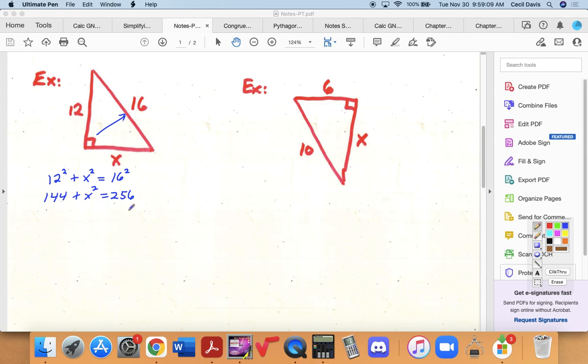So now we'll subtract the 144 from both sides. We get x squared is 112, if I've done the arithmetic correctly. So x is the square root of 112. And now we'll try and simplify that.